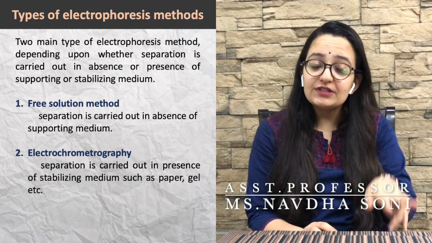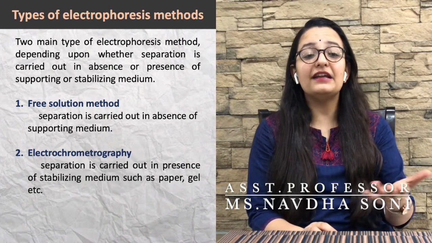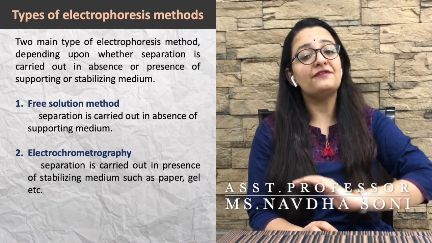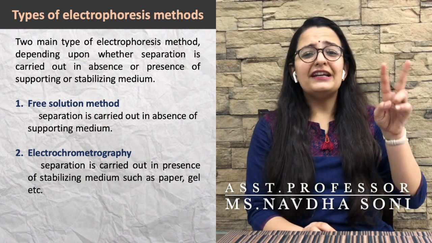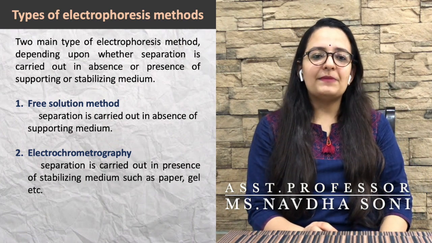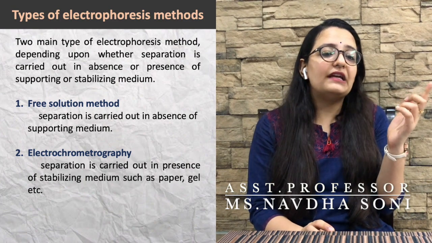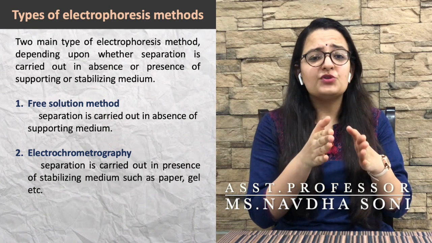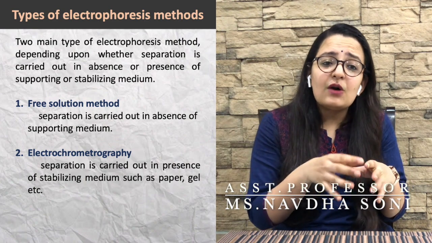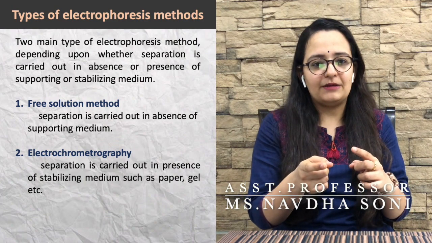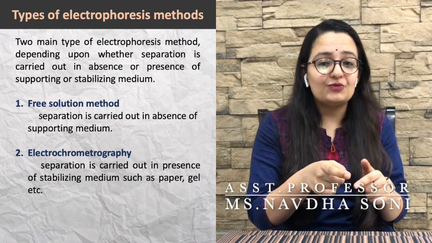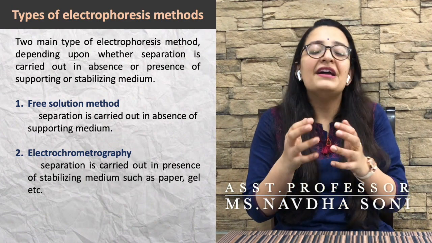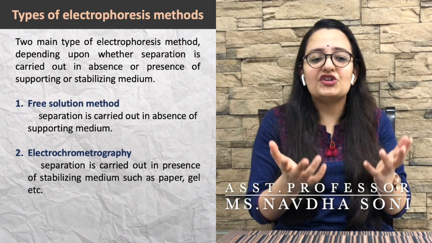There are two main types of electrophoresis method, depending upon whether the separation is carried out in the absence or presence of a supporting medium. One is the free solution method and the other is electrochromatography. In the free solution method, separation is carried out in the absence of a supporting medium, while in electrochromatography the separation is carried out in the presence of a supporting medium, which may be paper, gel, etc.